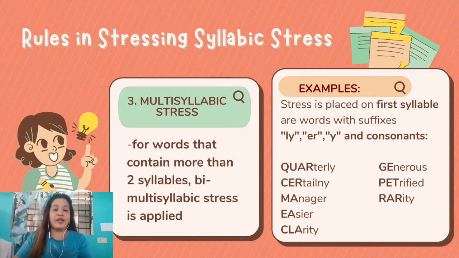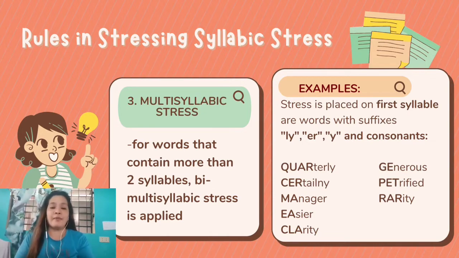Let's go to number 3, the multisyllabic stress. In words with more than two syllables, multisyllabic stress is used. The stressing is usually suffix-based. Words ending in er and ly have the stress placed on the first syllable. Examples are quarterly, gardener, certainly, manager, orderly, and easier. Can't you see the stress is put on the first syllable of the word? And usually the words end with ly or er.